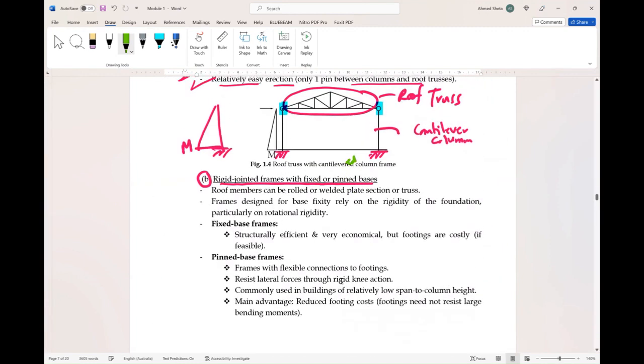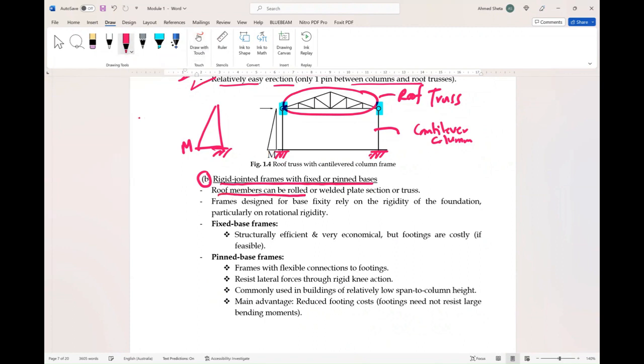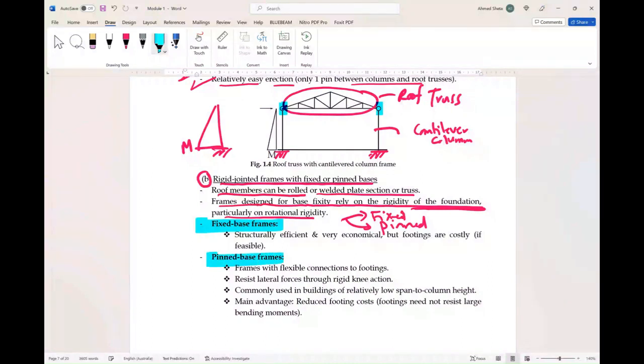Okay, so this is our second type of framing, the in-plane framing system. In this system, the roof members can be rolled or welded plate sections or trusses. The frames designed for base fixity rely on the rigidity of the foundation, particularly on rotational rigidity. So the type of footing, fixed or hinged or bent, relies on the rigidity of the foundation. The first type is fixed base. The second type is bent base.